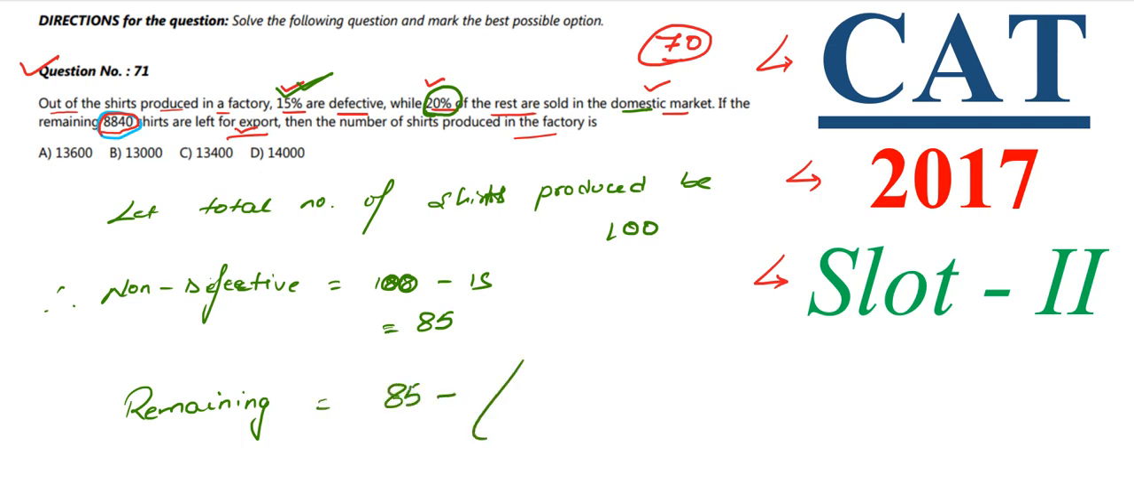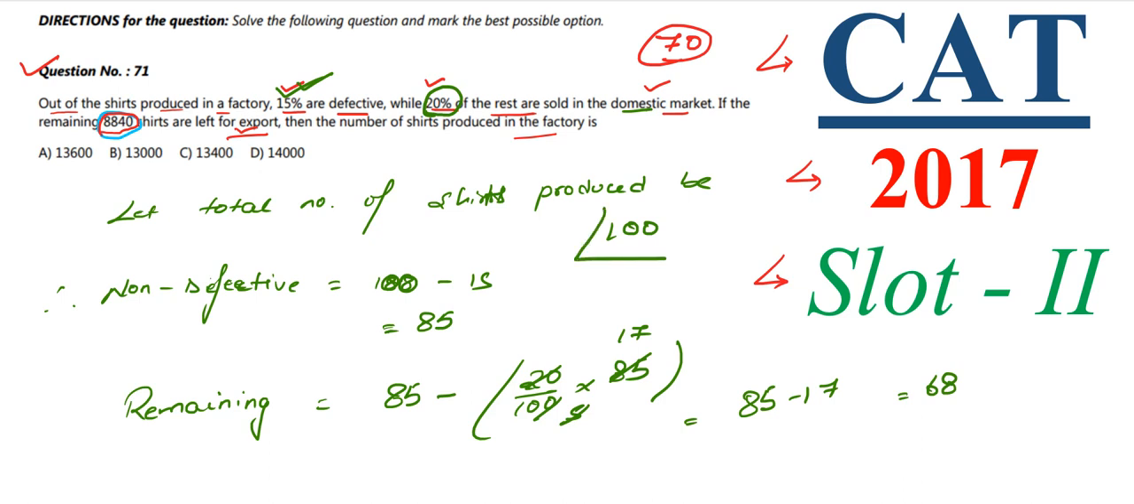85 minus 20% of 85, which is 20 by 100 into 85. So this gets 5, this gives 17. So this will give us 85 minus 17, which is equal to 68. So out of every 100 shirts, 68 shirts are left for export. Therefore we can say that 68% of shirts are left for export.